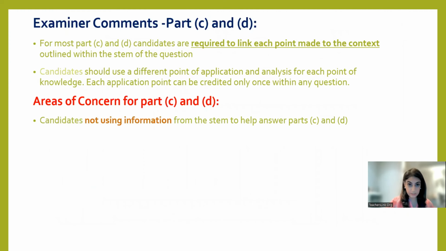Now, what are the areas of concern where students are losing marks in part C and D? Not using information from the stem. What is the stem? The small case study, the 2-3 lines that are given at the top. Easier things to use are the number of employees. Okay, you can write down these things. One thing you can use is the number of employees, whether the business is small or large, whether the business is a sole trader, a partnership, private limited, public limited, whether the market is competitive, whether it's a multinational, right? These are the things that you can talk about in your answers. It's very easy to incorporate these things.